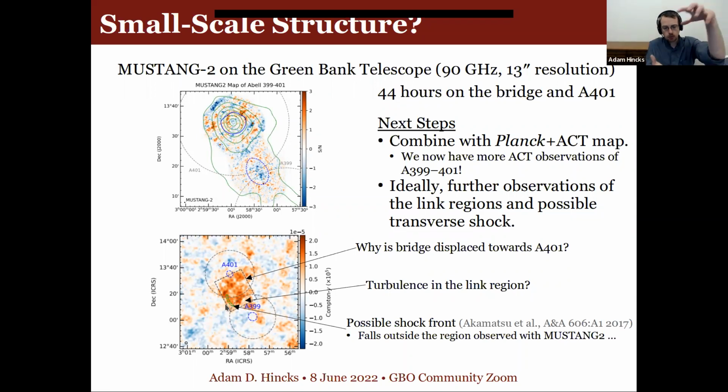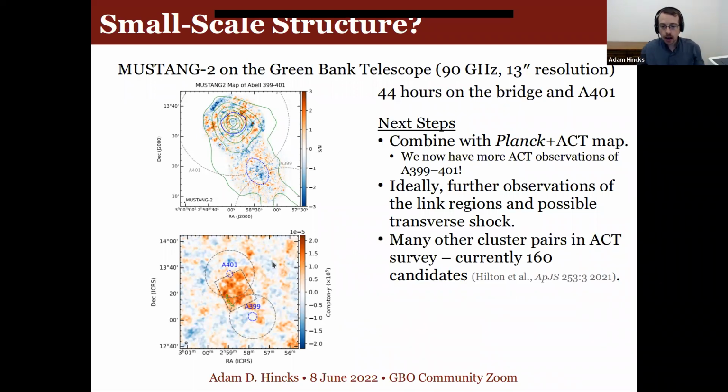The idea is that as the clusters move towards each other, the gas might bow out in the transverse direction and create low-level shocks. Unfortunately, this region falls outside of what we observed with Mustang 2. So we'd love in the future with Mustang 2 to observe more deeply, say, these link regions between where the filament meets the cluster. And it would be good too to see if in the SZ you can see any evidence of shocks that might be indicated through the temperature drop there.